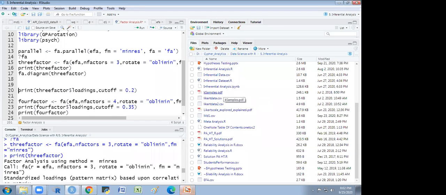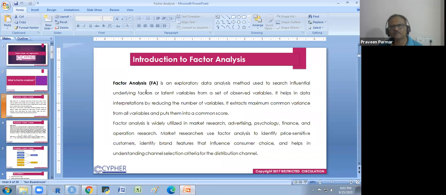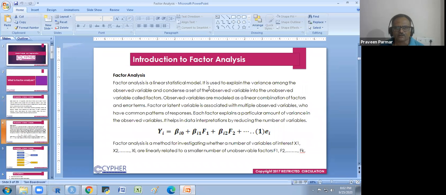I will show you. I have the theory here. Factor analysis is an exploratory data analysis method used to search for influential underlying factors or latent variables. I have given the difference between both somewhere as well.